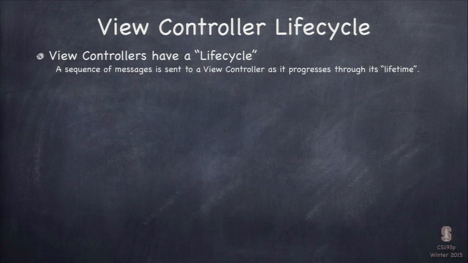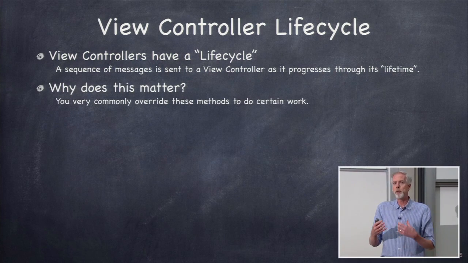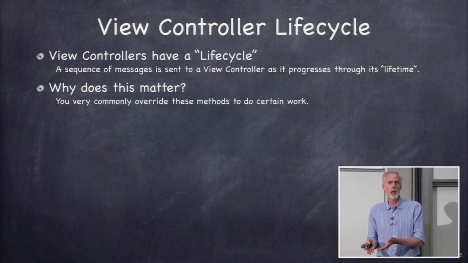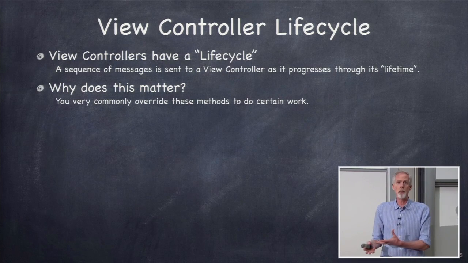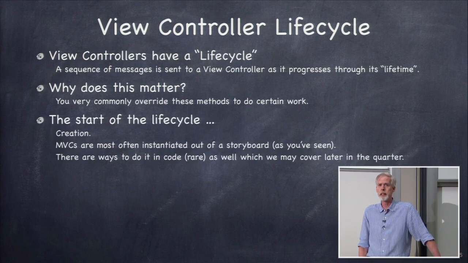When we refer to the view controller lifecycle, we're just talking about a sequence of messages that is sent to your view controller as it progresses through its lifetime. Why do we care about this? Well, because you very commonly want to override these messages that are sent to the view controller in your subclass to find out what's going on. Because you might need to make certain decisions or do things at certain points in your view controller's life cycle. So let's talk about the cycle and how it goes.